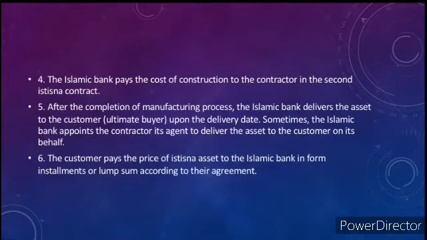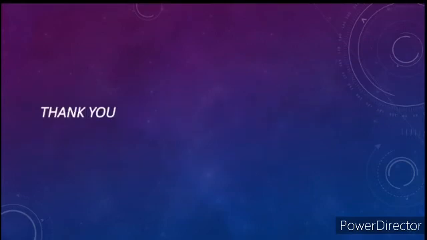Fourth, the Islamic bank pays the cost of construction to the contractor in the second istisna contract. After the completion of the manufacturing process, the Islamic bank delivers the asset to the customer, which means the ultimate buyer, upon the delivery date. Sometimes the Islamic bank appoints the contractor as its agent to deliver the asset to the customer on its behalf. The customer pays the price of the istisna asset to the Islamic bank in the form of installments or a lump sum according to their agreement. This is called parallel istisna.